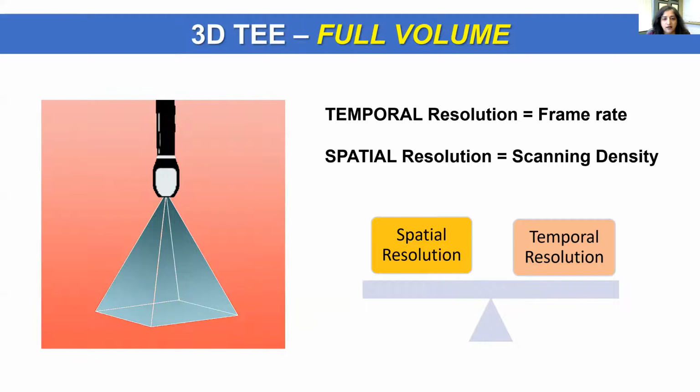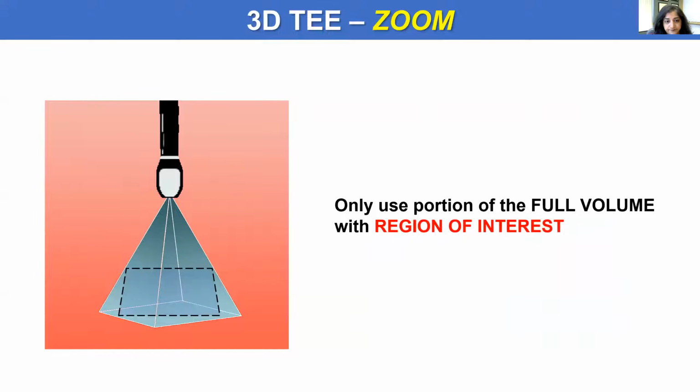3D TEE is really a balance between the spatial resolution, or the scanning density, and the amount of time it takes for a machine to process all of these lines, which is the temporal resolution. As you increase the spatial resolution, you tend to decrease the temporal resolution. Modern day machines have really improved upon this, but still in 2021, we're playing with these 2 as we try to understand a structure in 3D. And so the key is 3D TEE zoom, where you only use a portion of the full volume that has your region of interest.